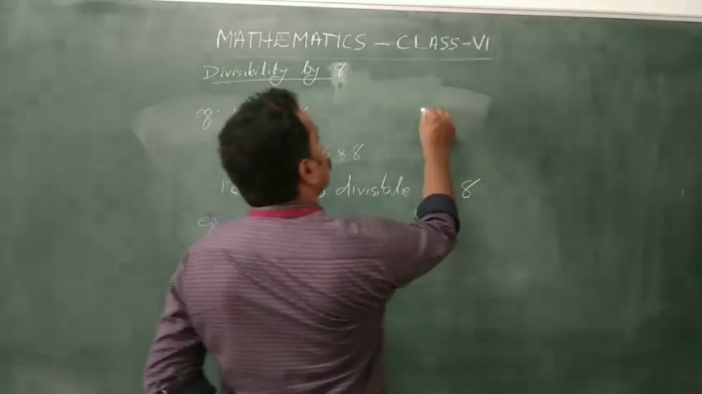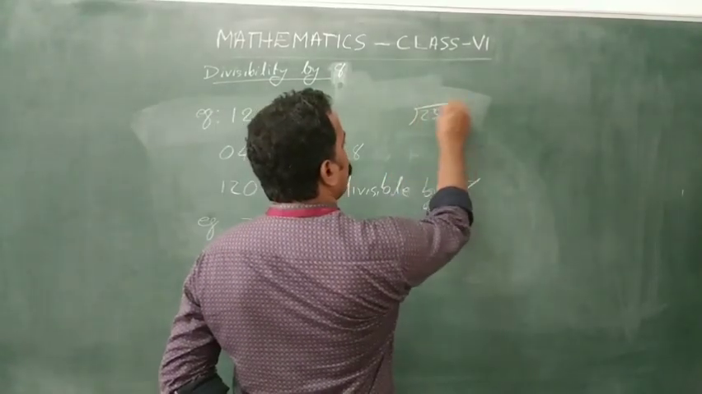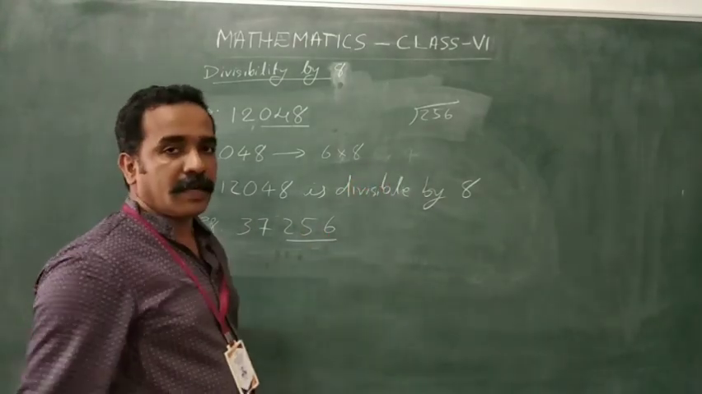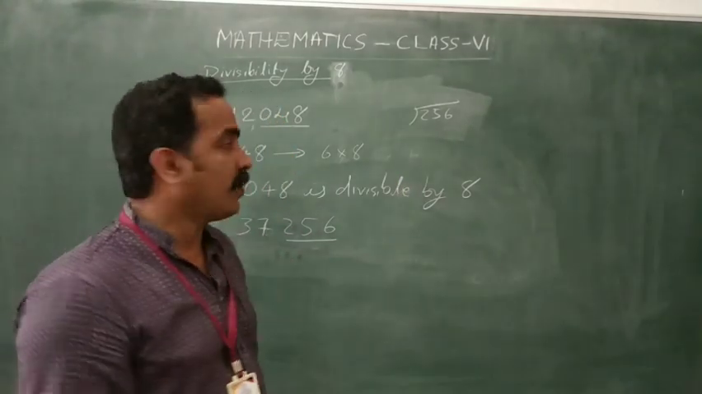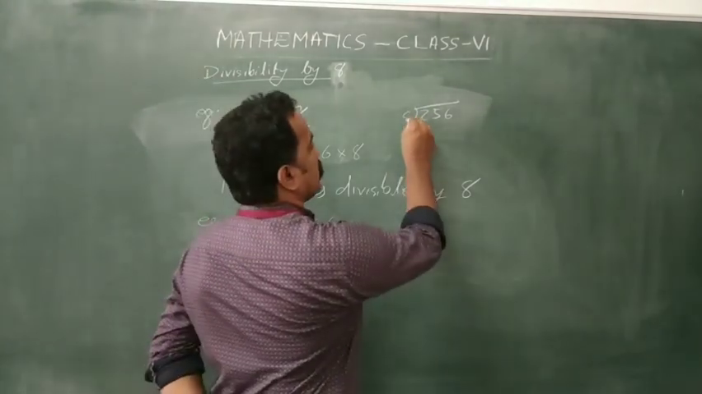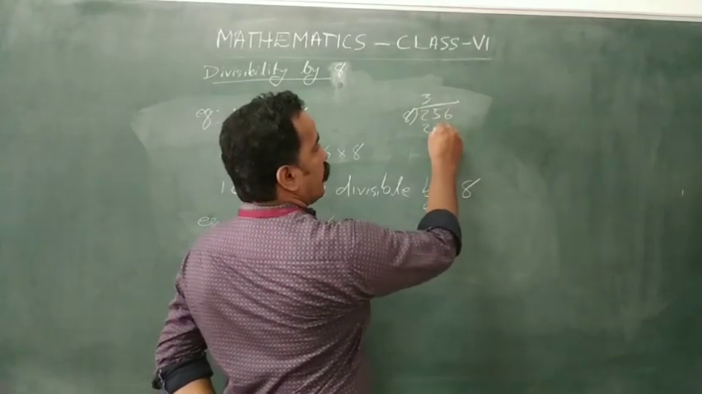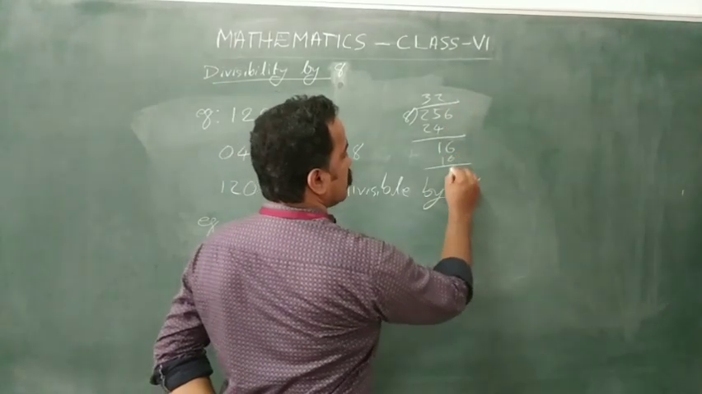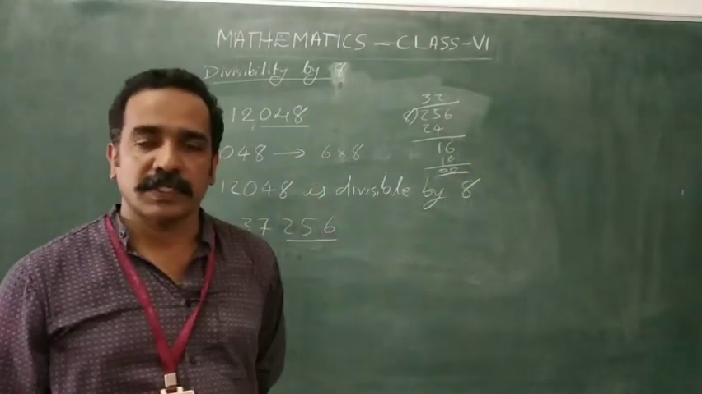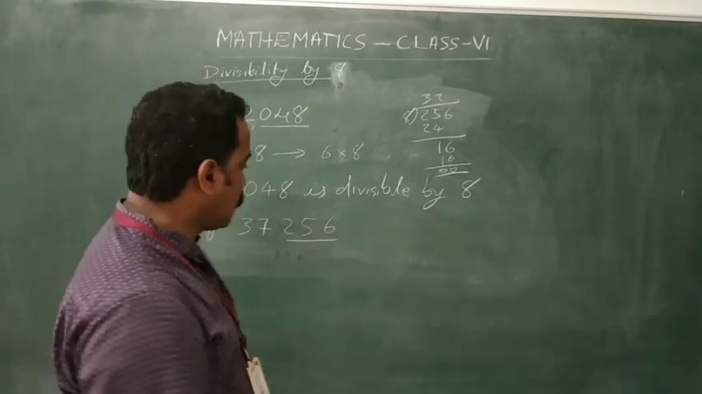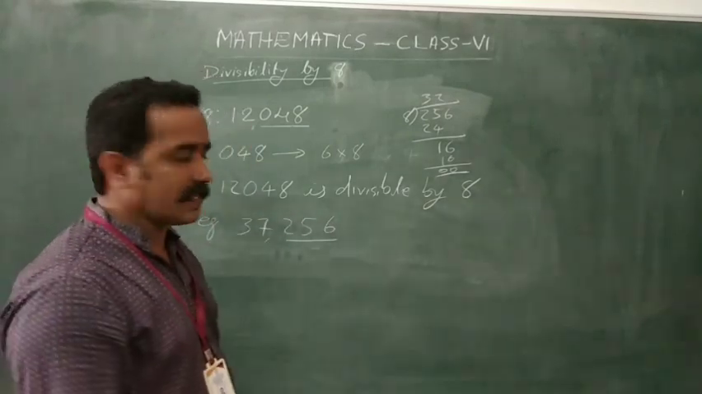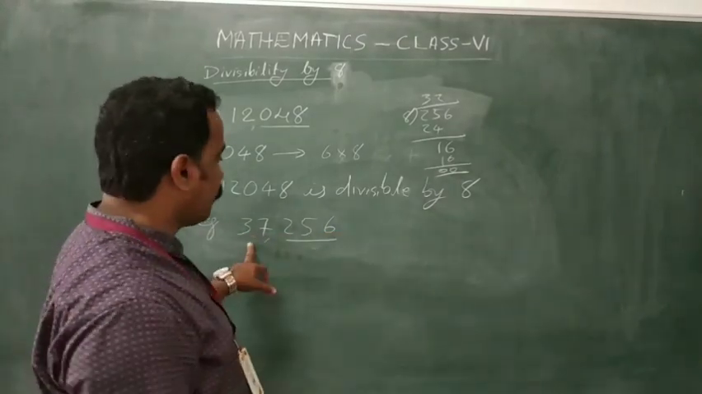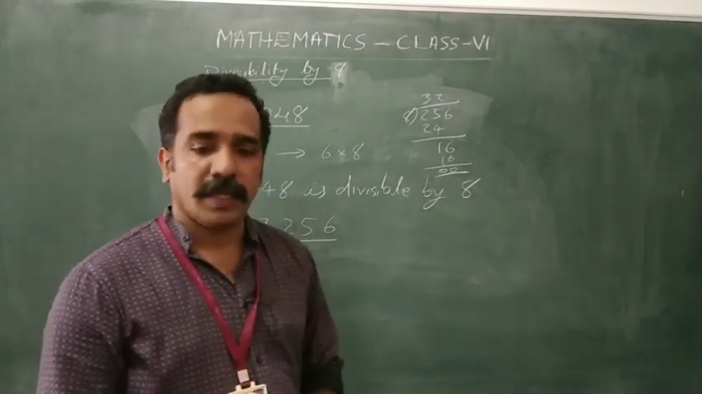So you have to divide 256 manually. Actually, it is simpler than dividing the entire number. Here we have to just divide the last 3 digits and check. 3 times 8 is 24, then 1, 16, 2 times 8 is 16, 0, 0. So 256 is a multiple of 8. That means 37,256 is divisible by 8. We can write 37,256 is divisible by 8.